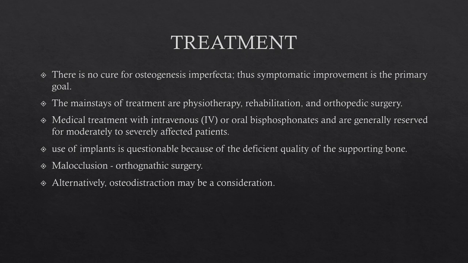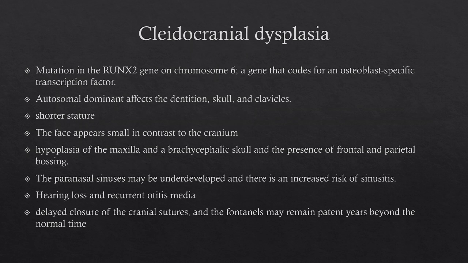Implants can be used, but the quality of bone is going to be deficient. Bone density is reduced, so another option can be preferred, maybe a removable appliance or dentures. For malocclusion, orthodontic surgery can be done. Alternatively, distraction osteogenesis may be a consideration when treating patients with osteogenesis imperfecta in the dental aspect.